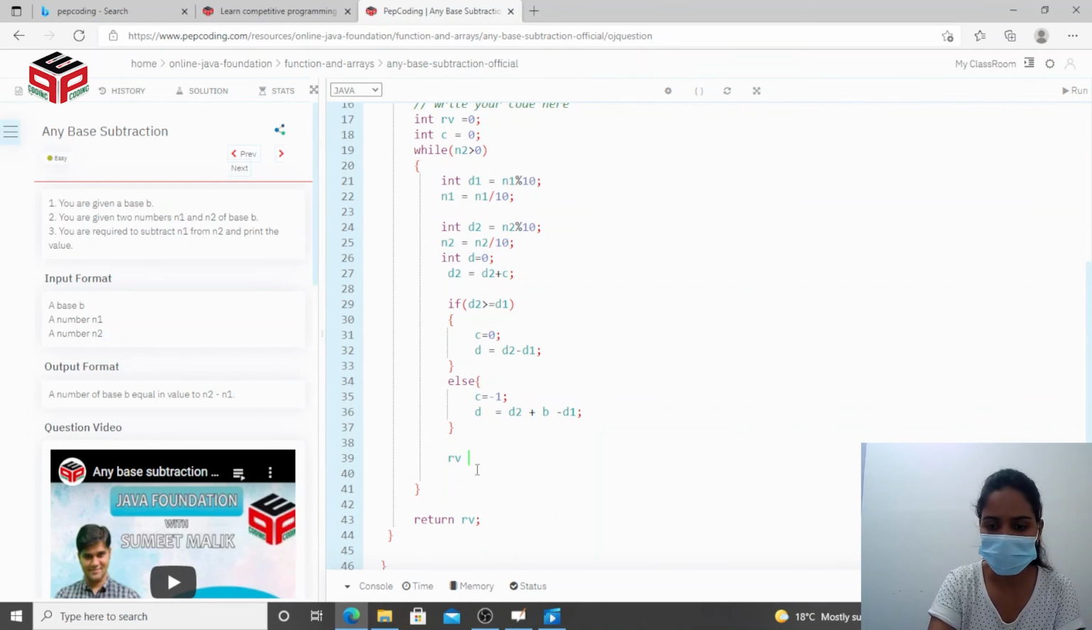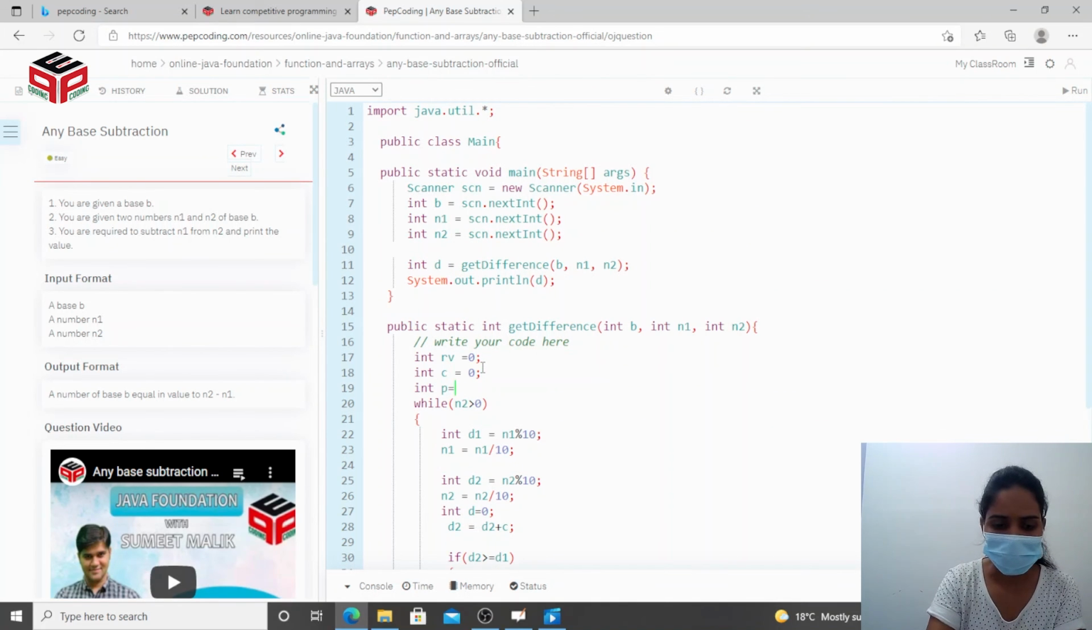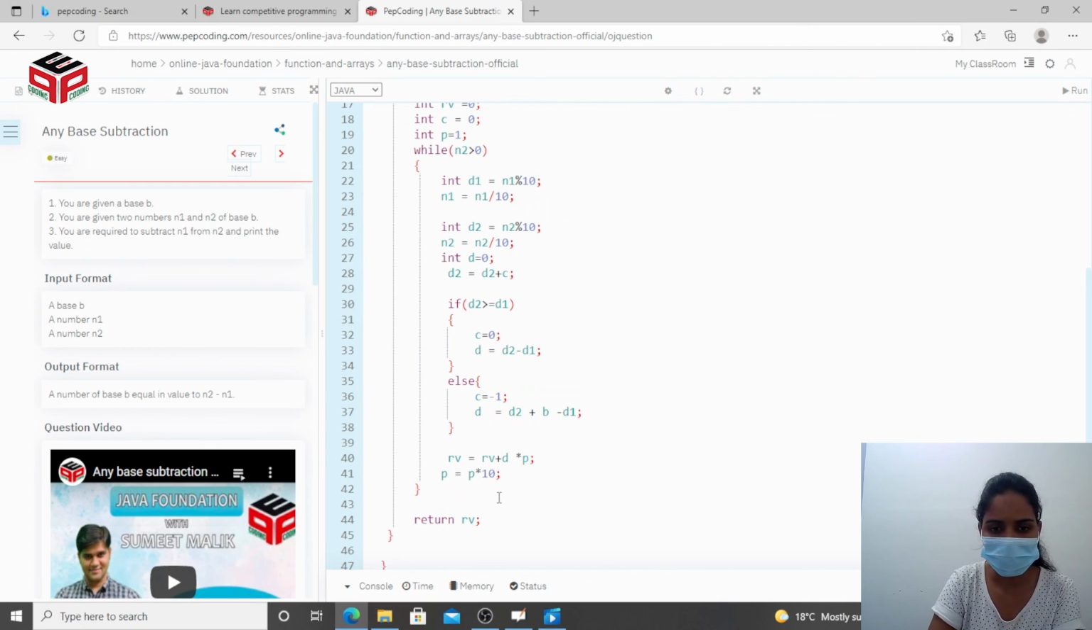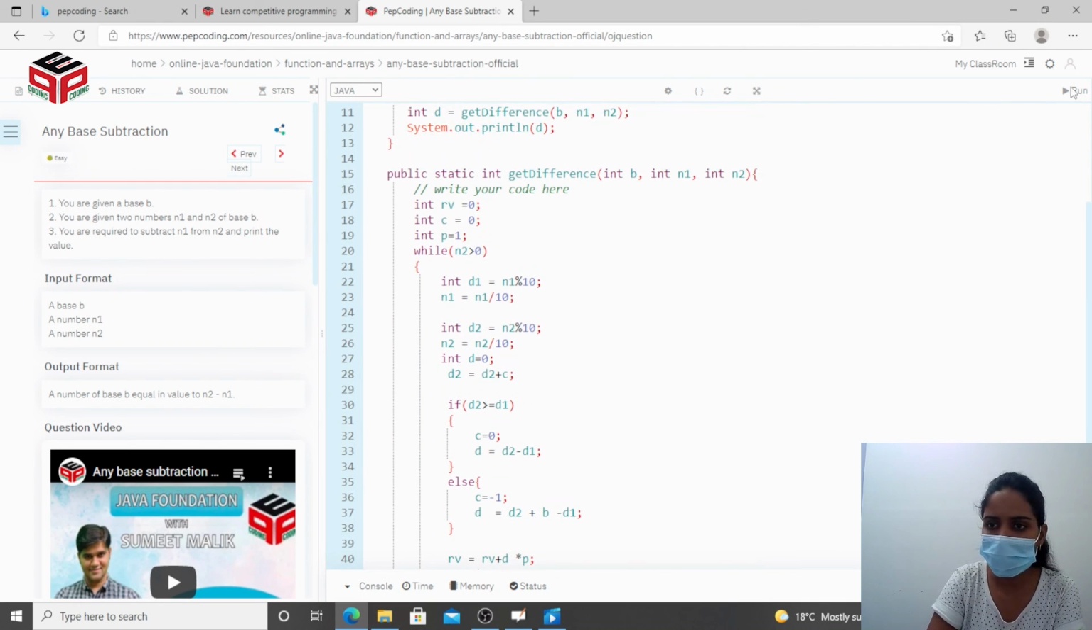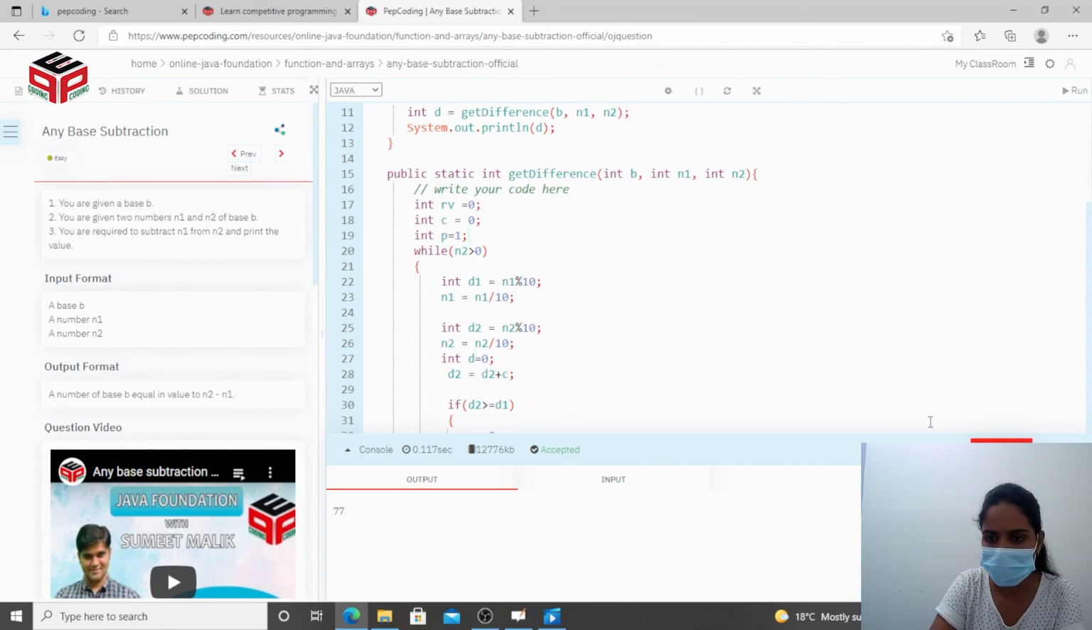Now RV plus D, the answer we are getting, and I'm multiplying this by something power, and the power should be increased by 10. So P into 10 every time, and I have to initialize this power P by 1. Return RV. So let's try to run our code. Accepted. Let's try to submit it.